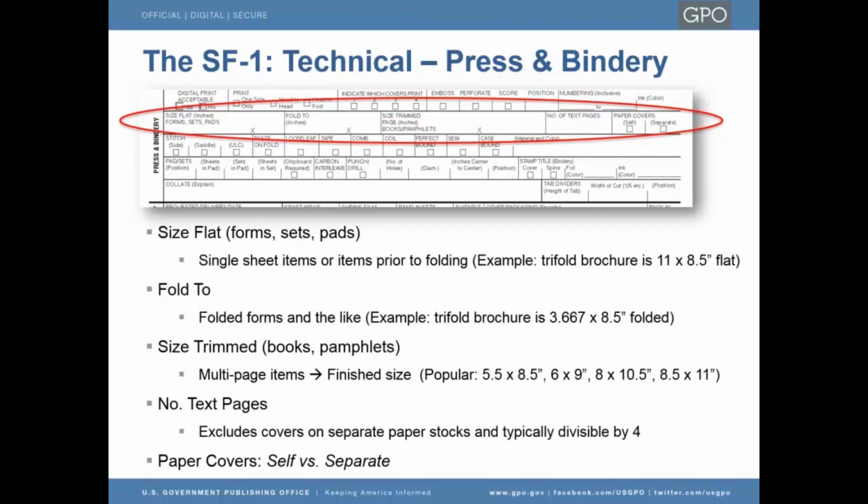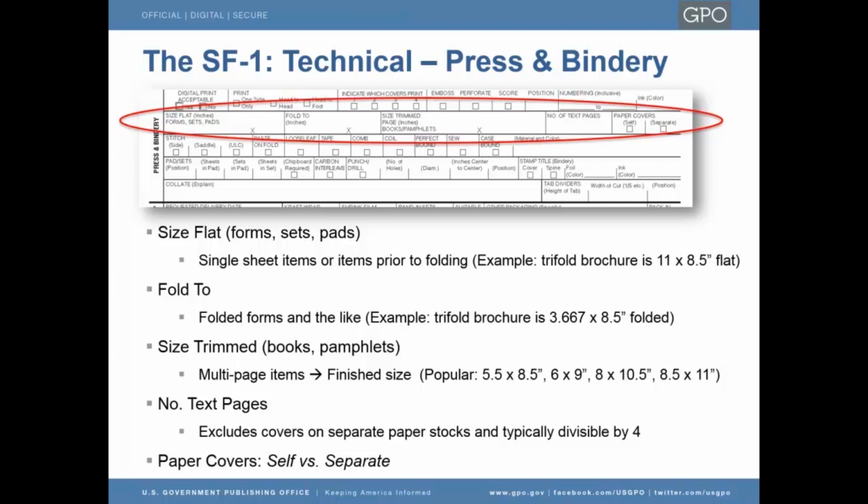The size line of the SF1 is used to describe the size of your item and how many pages and covers your item has. The size flat field is typically used to designate the final size of a flat form, loose leaf pages, form sets, or pads. In the example of a folded form like a trifold brochure, the flat size would be 11 by 8.5 inches.